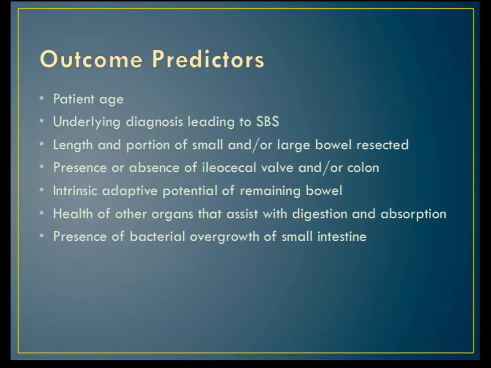We can predict how well a patient's intestines will adapt and how well they will be able to survive without various portions of their bowel. So the younger the patient, the more likely they are to adapt. Whether they had an underlying diagnosis that was just a single occurrence, like the meconium ileus, if that was a really small portion and we remove that portion, but the rest of the gut is healthy, then the patient might be able to adapt very well post-surgically.